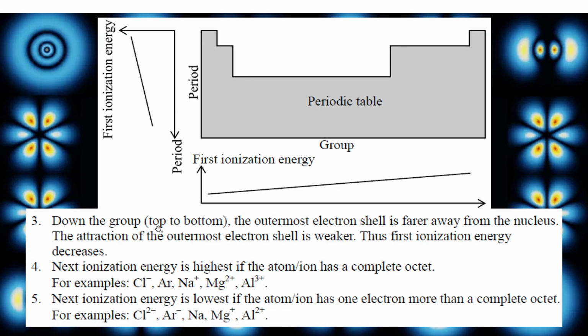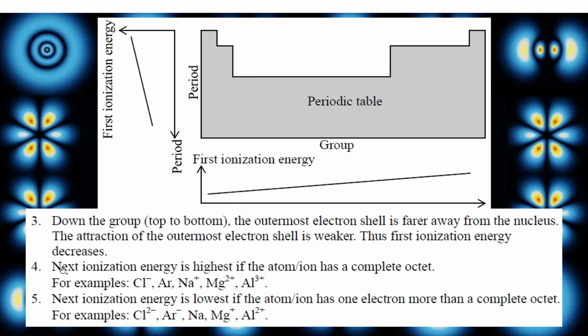Then down the group, which means increasing the period from top to bottom, the outermost shell electron goes from n equals 1 to 2, 3, 4, farther away from the nucleus. So the attraction on the outermost shell electron becomes weaker, and the first ionization energy drops. Actually, it drops quicker than it increases across the period, because it is a whole shell break.